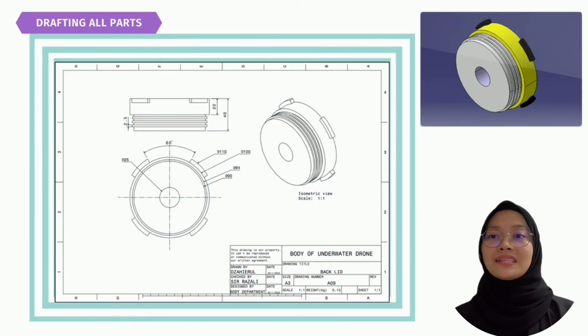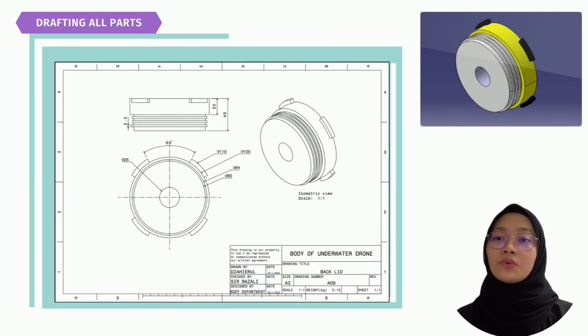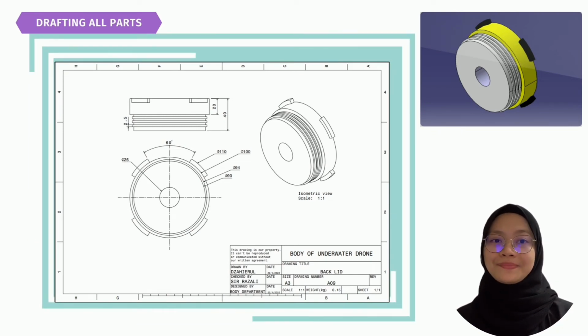Last but not least, it is the back lid component. Our team has decided to design this part with a dimension of 100mm in diameter, which is compatible with the diameter of the cylindrical main body. The function of this part is to close the back part in order to avoid any leakage when the underwater drone is dived into the sea.